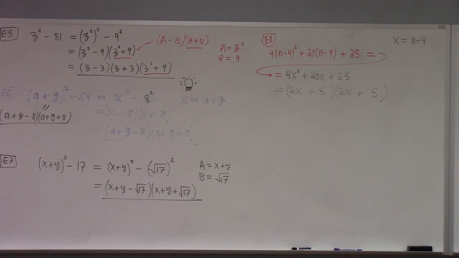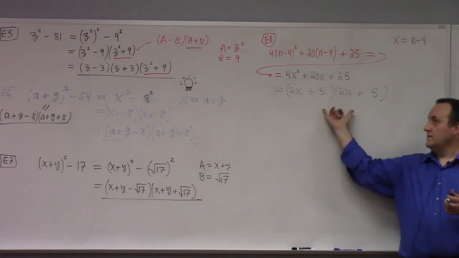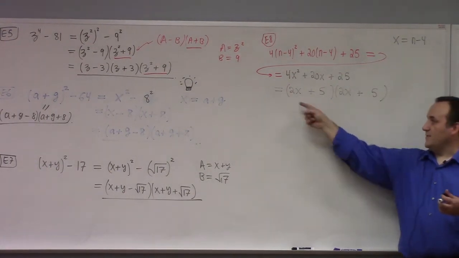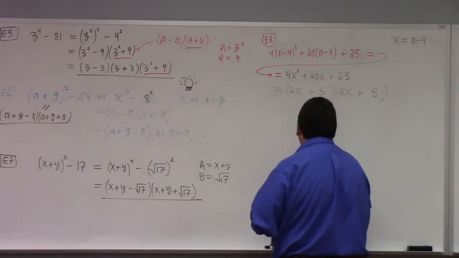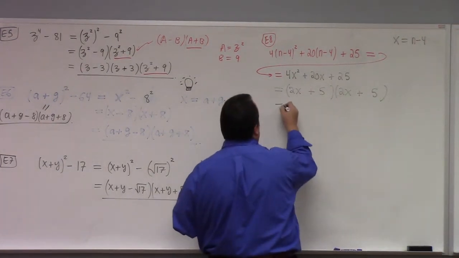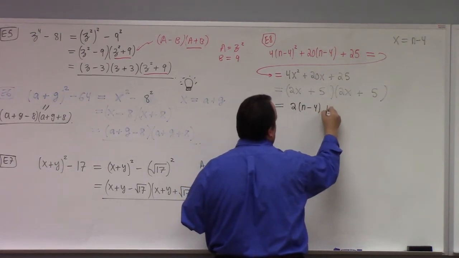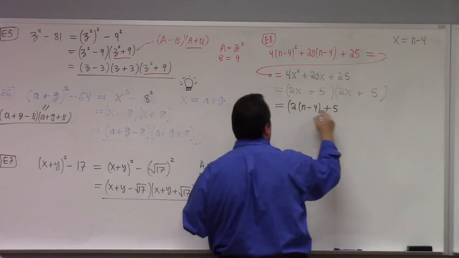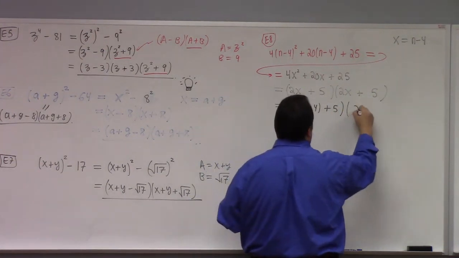But if you check, I think we're right. You see, I got 10 plus 10 is 20. I get my 25, and I get my 4. We're good. So are we done? We're not done, right? We need to undo the substitution. That's part of the cost of a substitution: once you make it, you have to undo it. So here we get 2 times n minus 4 plus 5, right? And then, well, the same thing again, right?